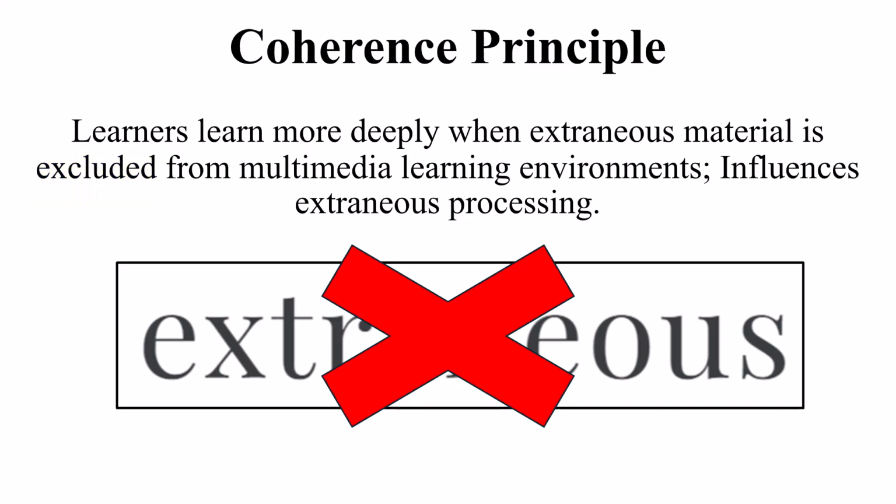The coherence effect states that when extraneous materials like words or pictures that are unnecessary are added to multimedia learning, they can interfere with learners' cognitive processing, distracting them from actually taking in and retaining the information that they are trying to learn. Unnecessary information should not be included in multimedia learning.